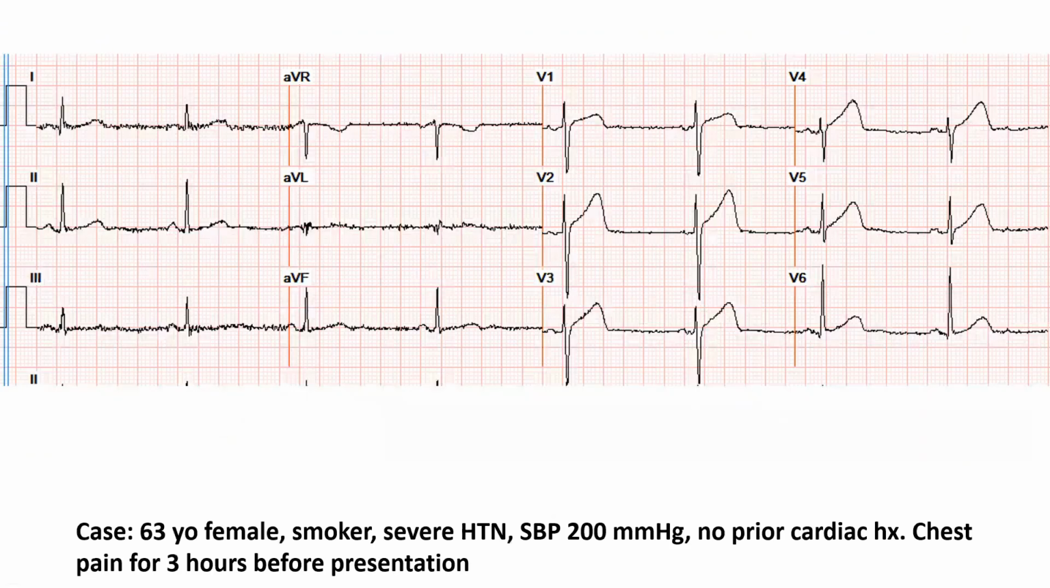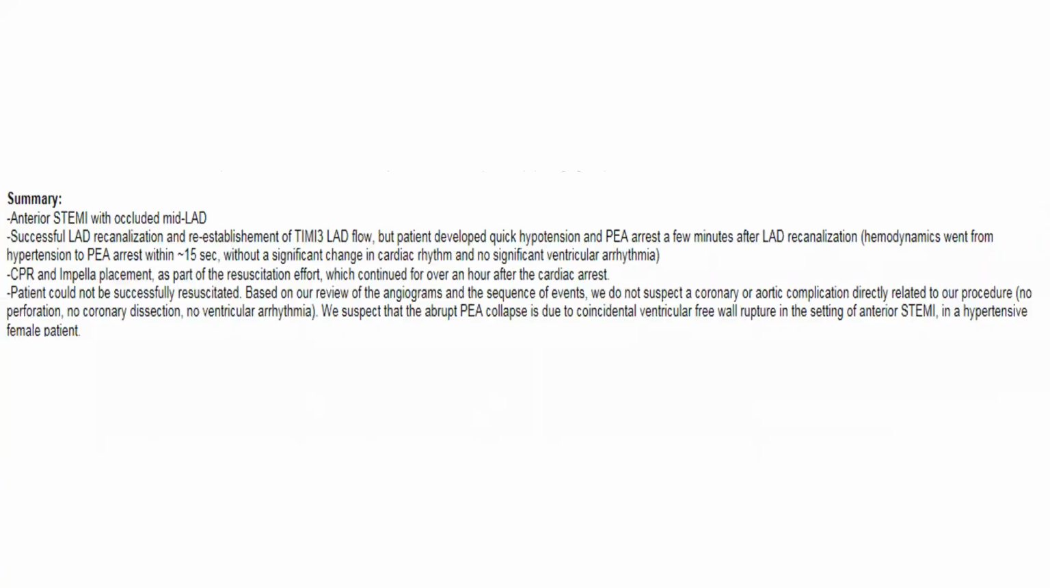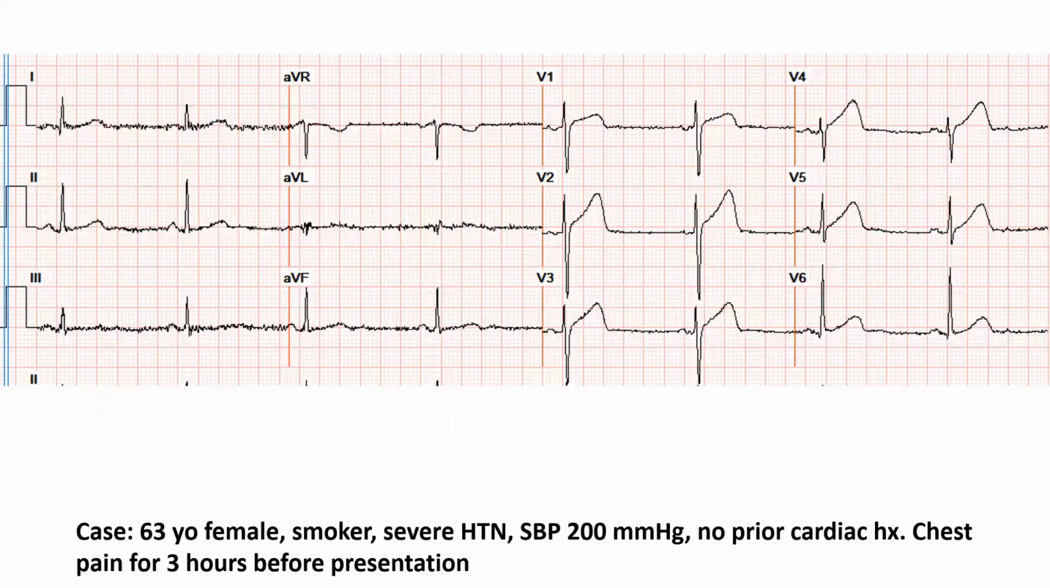This is not the case here. So for those reasons, no other explanation, and the worrisome morphology, I decided to take her urgently to the cath lab. You could do a bedside echo to help you as well. So I took her urgently, and she had a proximal LAD 100% occlusion. I recanalized it, I put a stent, we had TIMI 3 flow, everything looked good.